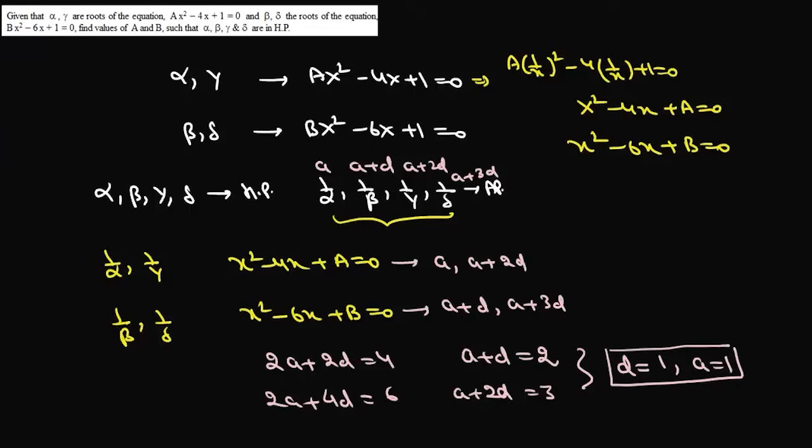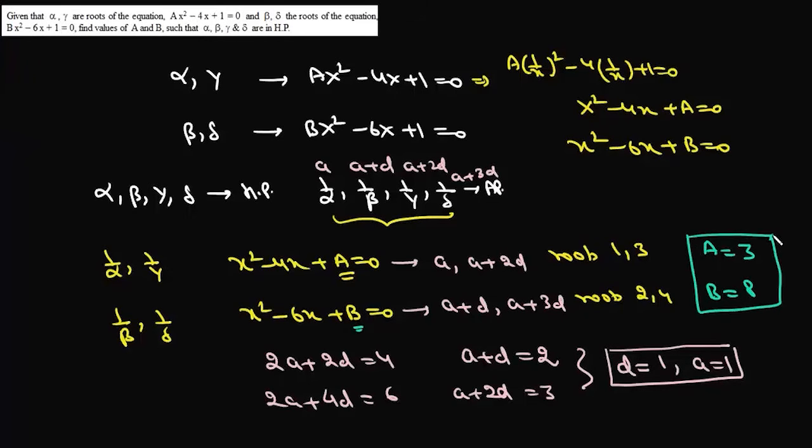So basically for this first equation, roots are 1 and 3, and for this second equation, roots are 2 and 4. Now a is nothing but product of roots. So in this case, a is 3 and b also is product of roots. So this b will be 8. So value of a is 3 and value of b is 8.